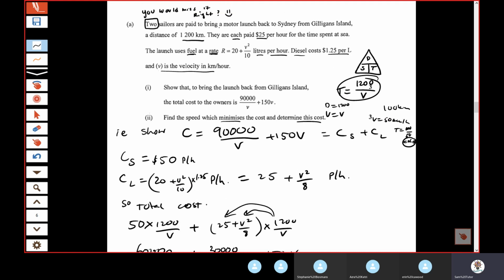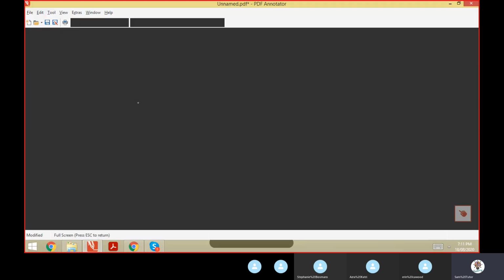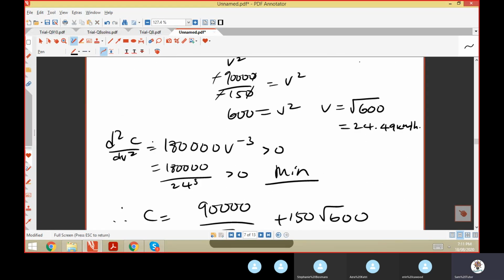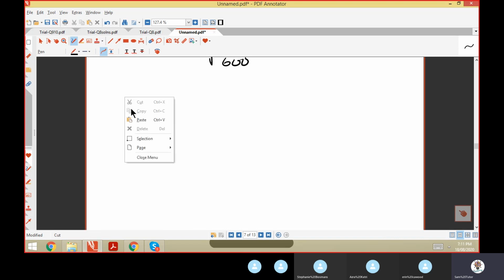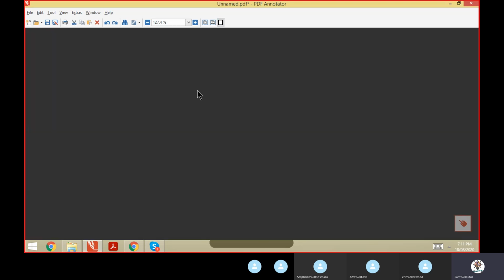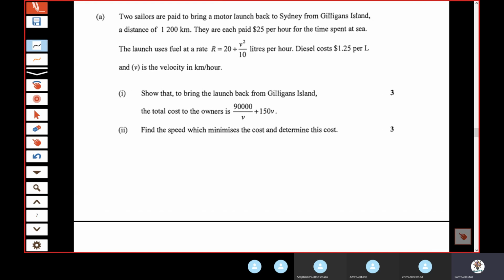Two sailors are paid to bring something back to Sydney from Gideon's Island, a distance of 1,200. They're each paid 25 per hour at the time spent at sea. The launch uses fuel at a rate of this many litres per hour. Diesel costs $1.25 per litre, so I know straight away I'm going to times this by $1.25. That gives me the cost per hour.